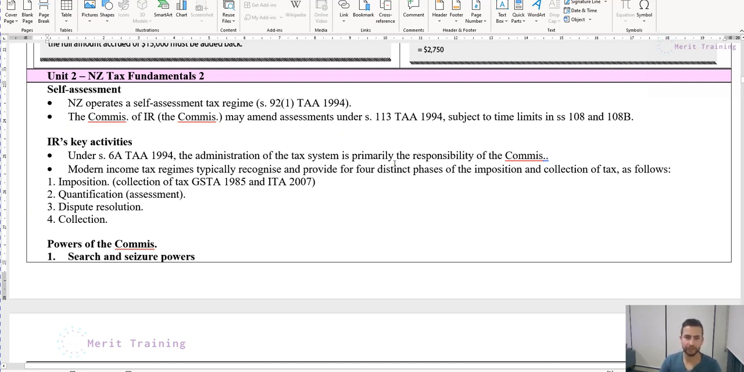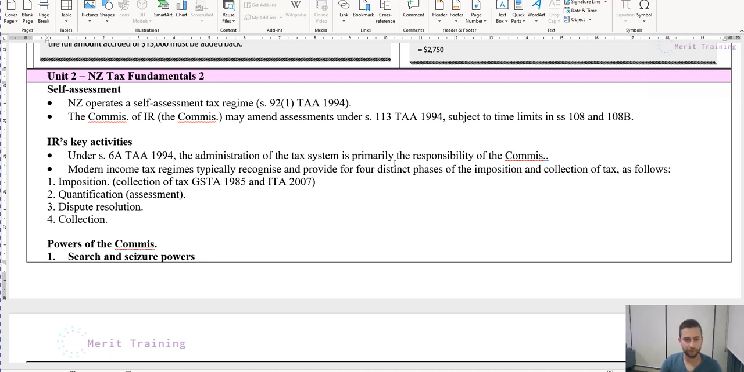The commissioner is responsible for the running of this self-assessment system, the administration of it. So there's typically 4 phases in terms of the collection of tax by the commissioner. Number 1, imposition, which is, in other words, the collection of tax. Then there's quantification, which is actually the assessment, so it's the lodging of tax returns and converting that into a certain form which has numbers in certain categories, etc., that they can process.